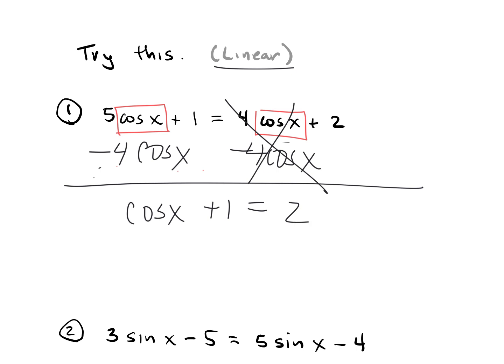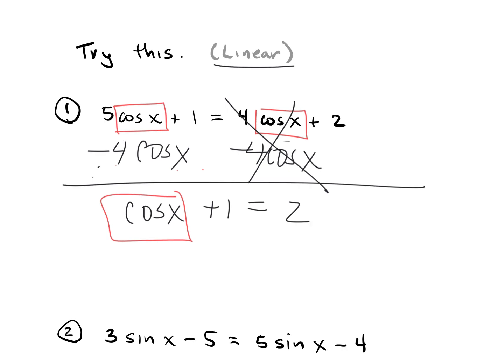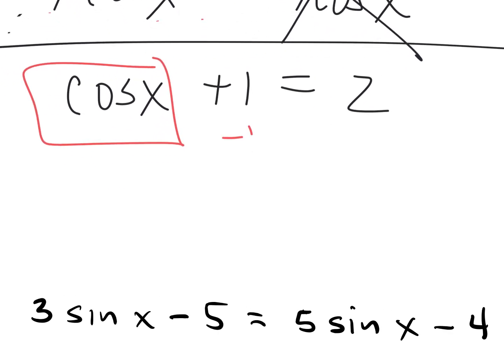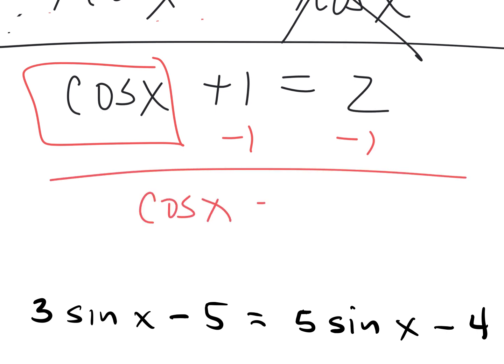And then you're trying to get this alone. So Garrett, what happens next? Right here, what do I do next? Correct. Now I got cosine x equals 1. And yay, we're finally going to do a quadrantal.